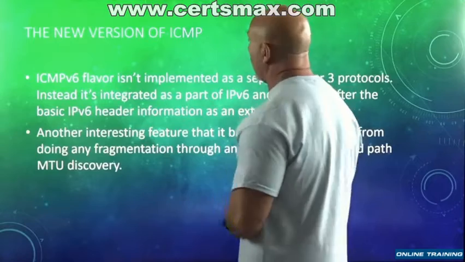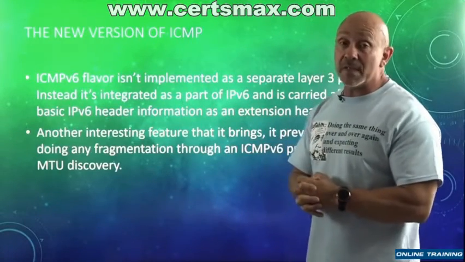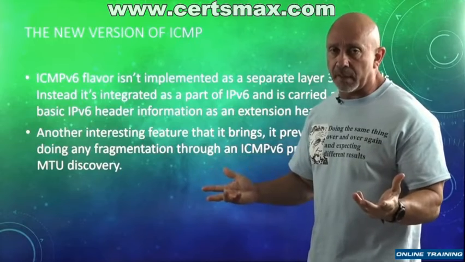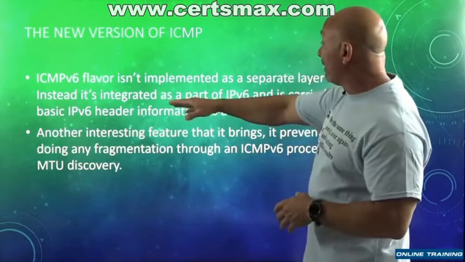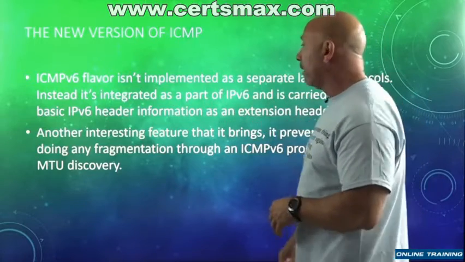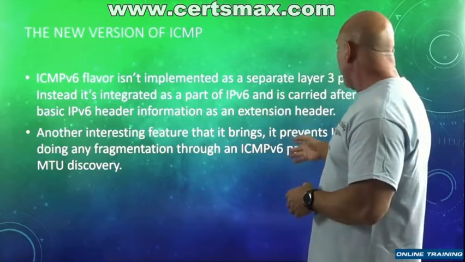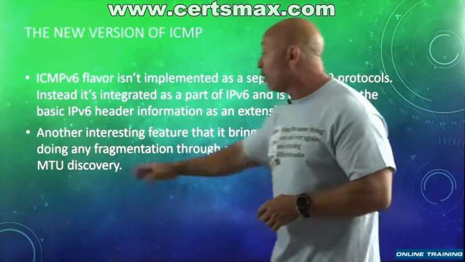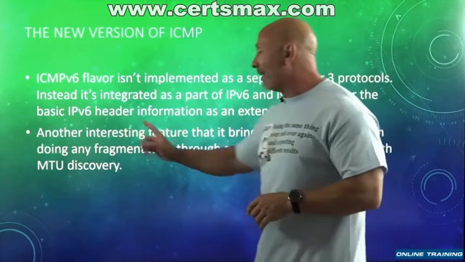All right, no fluff, no stuff. Just straight to the point. ICMPv6, right? You got a new ICMP protocol. It does a lot of things. It is part of the IPv6 protocol. It's not a separate layer 3 protocol. It's built in, which is very good. But it's built in front of as an extension header. And it brings many features. Most importantly, it prevents IPv6 from doing fragmentation through the ICMP process called path MTU discovery.